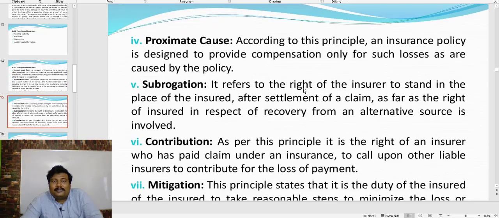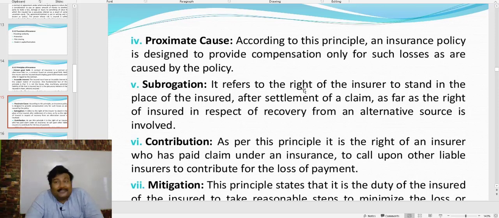Proximate cause says that you will get the compensation only if the mentioned cause is there. Mentioned cause means if you take fire insurance and your goods are destroyed on the way during transportation, then you will not get any compensation. But if your goods are damaged because of fire, and you have taken fire insurance, then the amount will be transferred to you. The subrogation principle says there is a transfer of ownership. Once the insurance company has paid your compensation, the right over the product will be transferred to the insurance company.